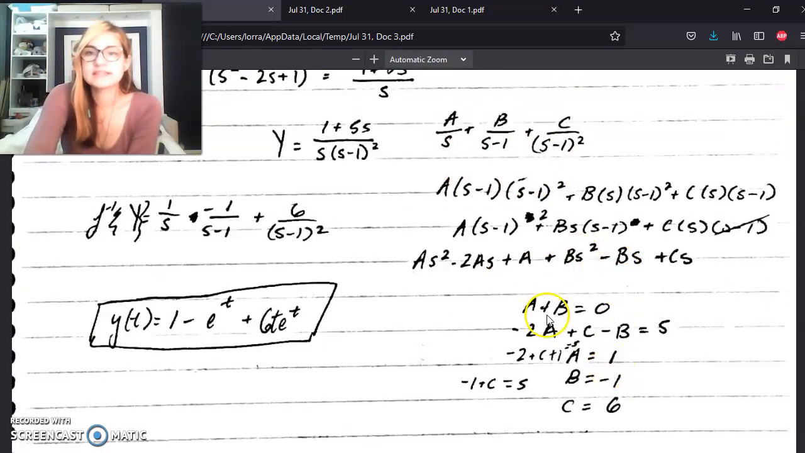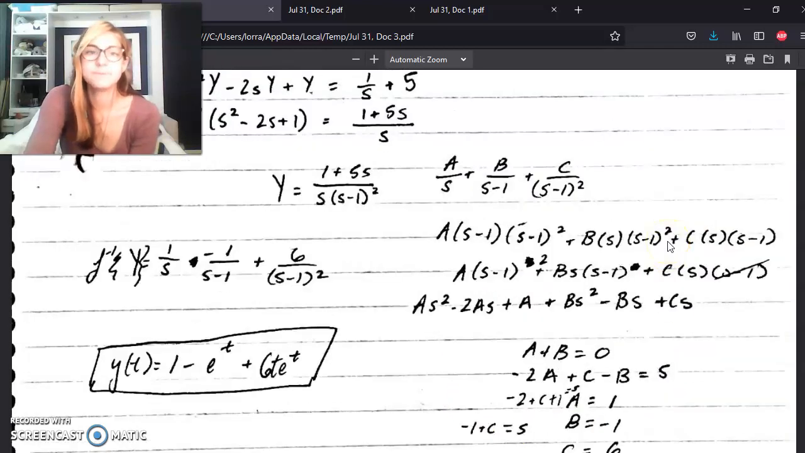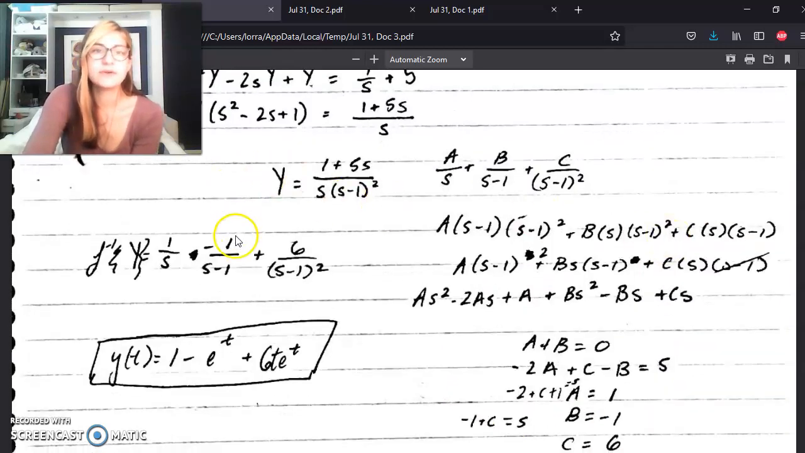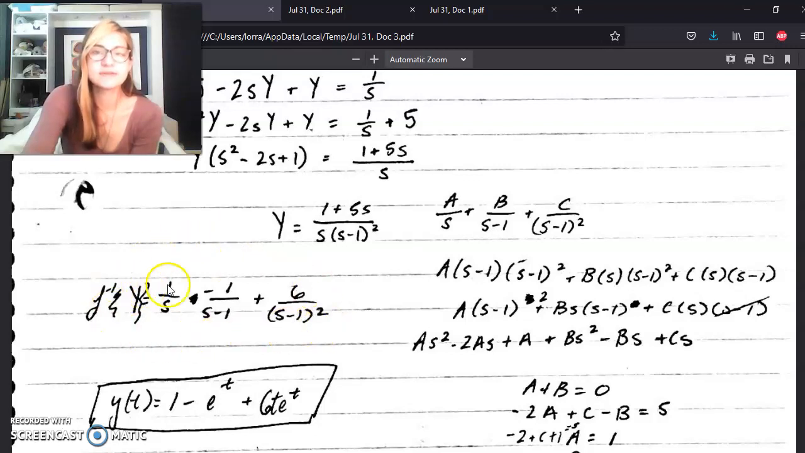So in this case, I got A equal to 1, B equal to negative 1, and C equal to 6. And then there's just all that work. And so you can replace those in A, B, C. So the inverse Laplace transform of Y is equal to 1 over s minus 1 over s minus 1 plus 6 over (s minus 1) squared.